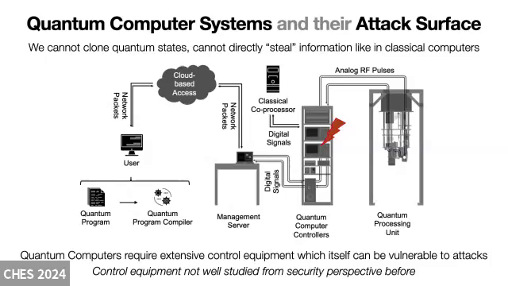While quantum computers offer unique capabilities such as the inability to clone quantum states, making direct information theft more challenging, they are still vulnerable. The control equipment used to operate quantum systems presents potential points of attack, and this area hasn't been thoroughly explored from a security standpoint. Additionally, the physical size of quantum systems makes them more susceptible to physical probing.